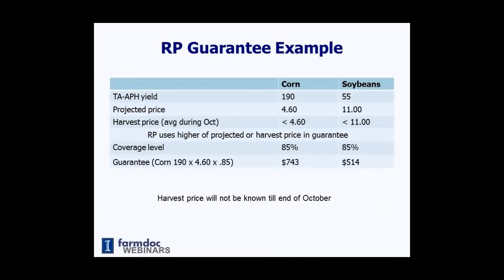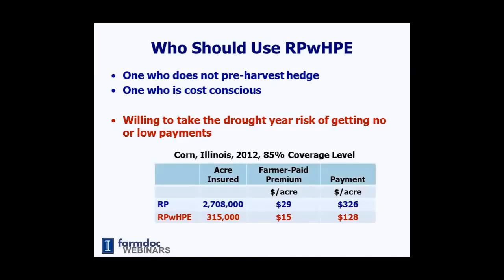I'm giving an example here for corn and soybeans, but corn for 190 bushel APH yield, 460 projected price. Here I have a guarantee for an 85% coverage level where the harvest price is below the projected price. So that $743 guarantee results from APH yield, projected price, times the coverage level. RP has that guarantee increase in it, and if our harvest price is above the projected price, here I'm using an example of $6, the guarantee will go up.